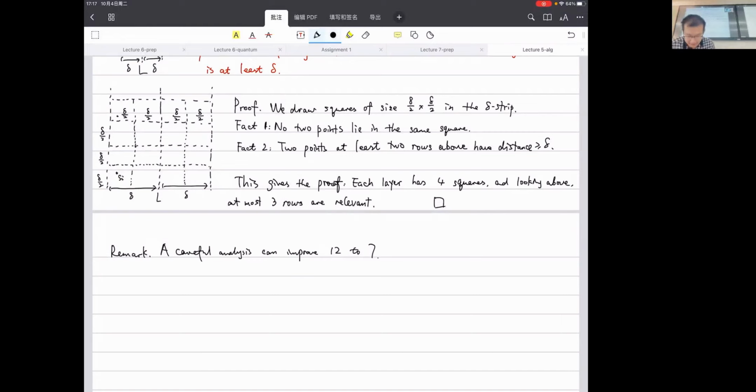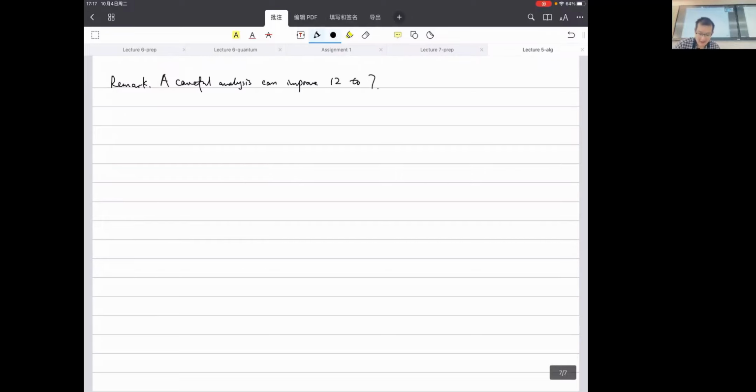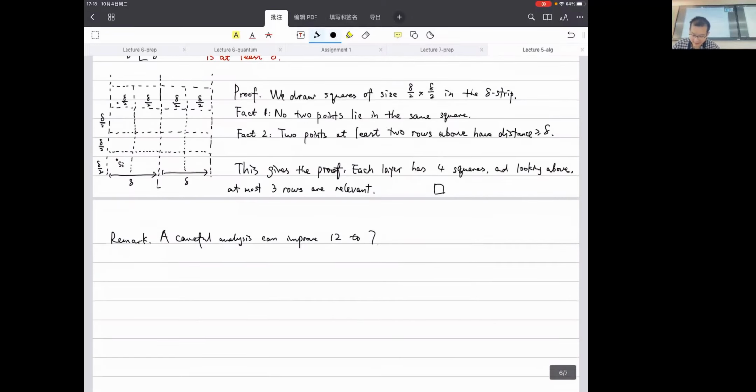So I think, maybe if you still have questions, nevertheless, let me start to write down the algorithm here. Basically this 12 result, if you're very careful, it is known that this can be improved to 7. You can check some research paper on this. But nevertheless, maybe this is more like an analytical thing.